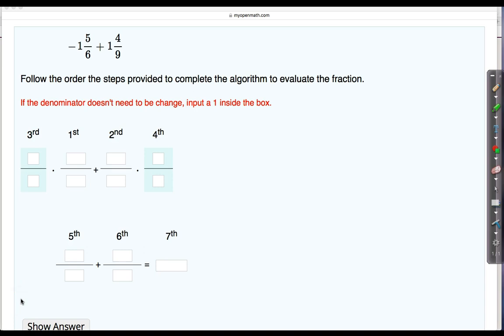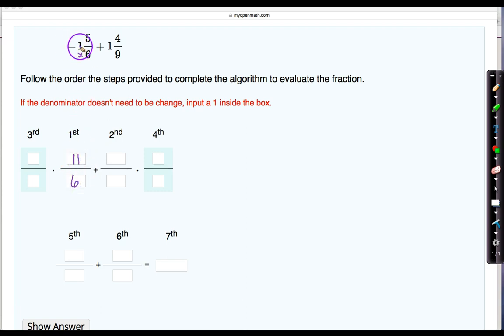So the very first step, what we want to do here is make sure we turn each and every one of these mixed numbers into an improper fraction. So here is going to be 6 times 1, which is 6, plus 5, which is 11/6. So you're just going to go ahead and put 11/6 here.